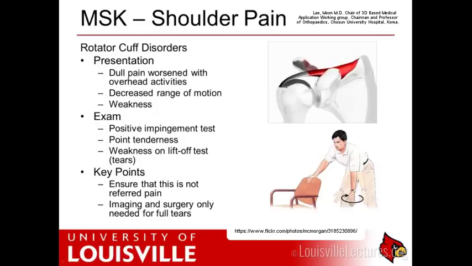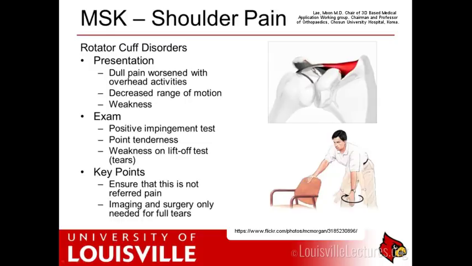So for shoulder pain, you have rotator cuff disorders. This is usually a dull pain worsened with overhead activities. They may complain of decreased range of motion and weakness. And the way that you're going to try and elicit a diagnosis is through your exam. So in the impingement test, the other name for that might be the painful arc. They usually have point tenderness, and then weakness on a lift-off test. So that's when they put their hand behind their back.